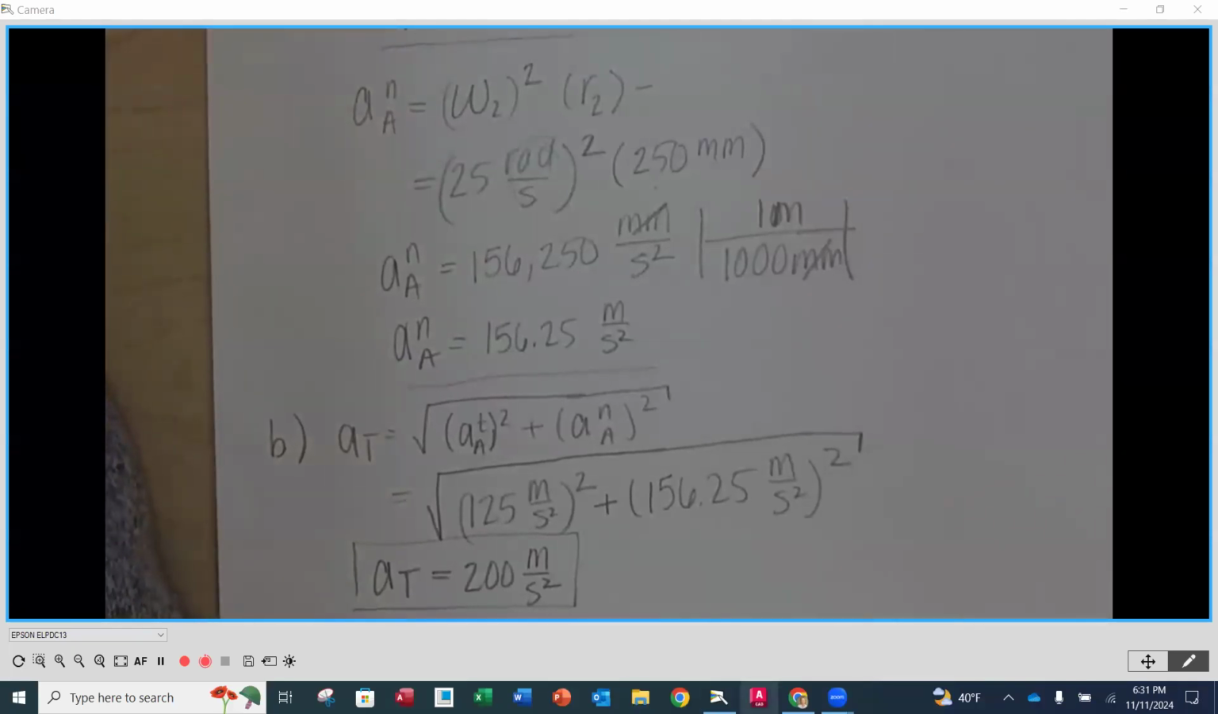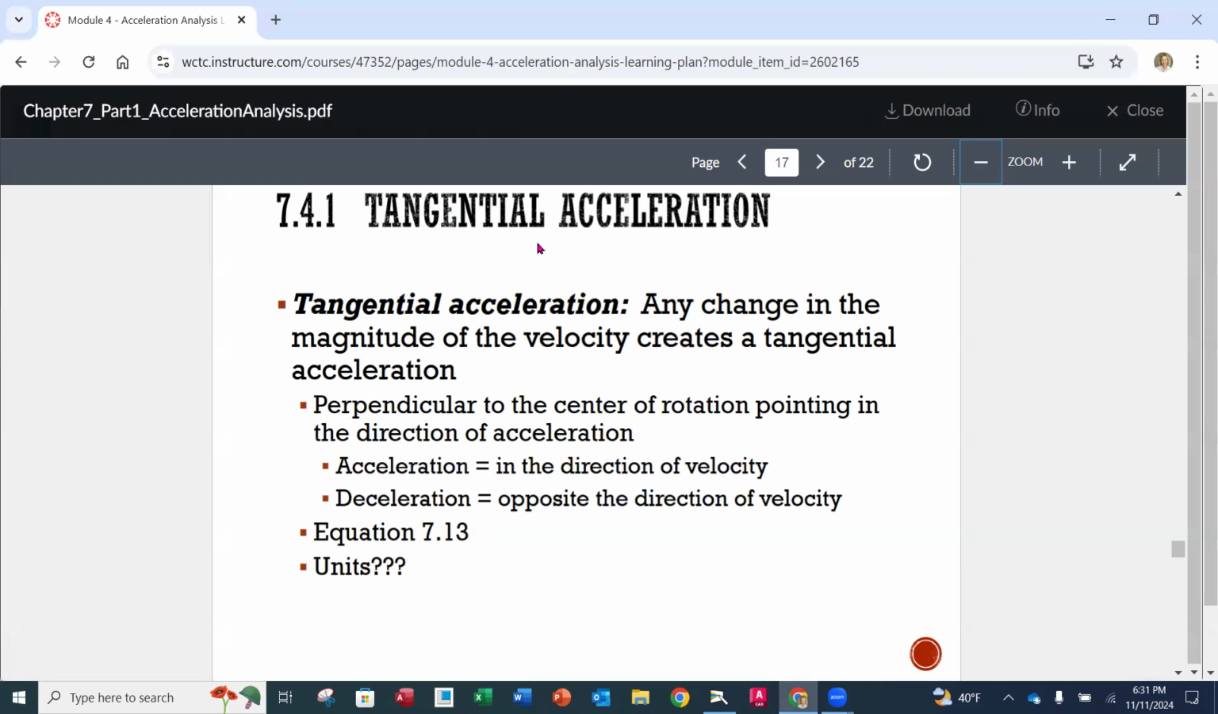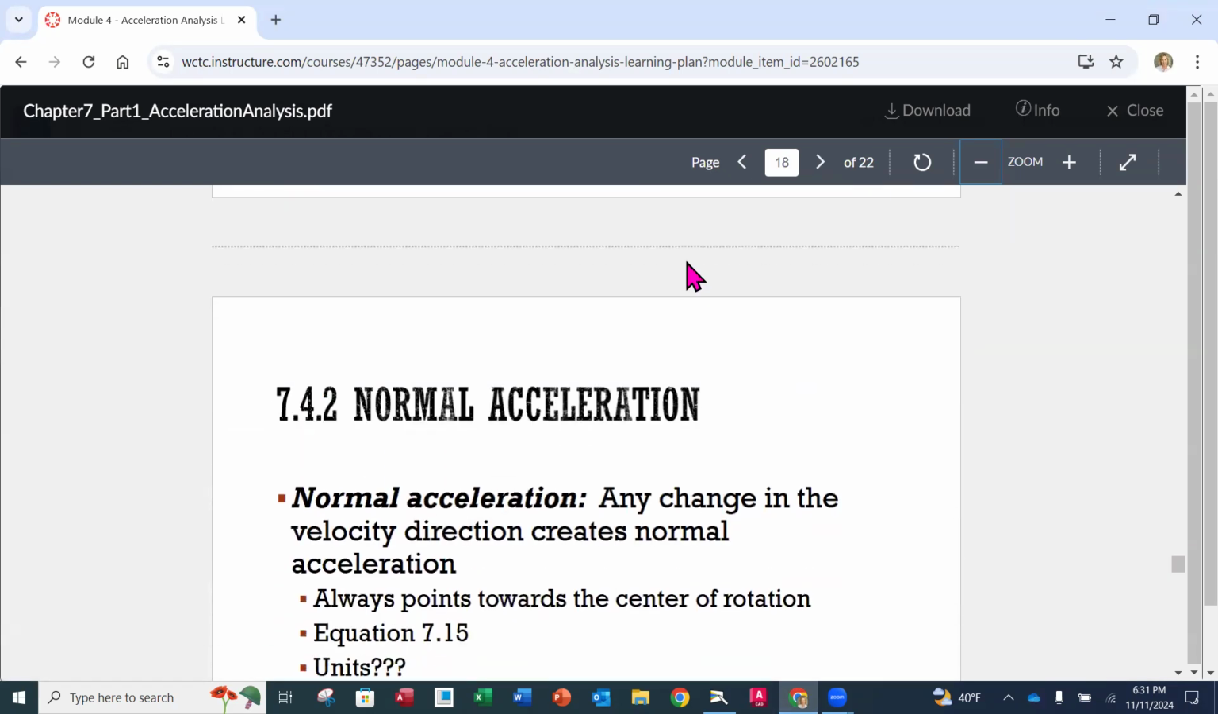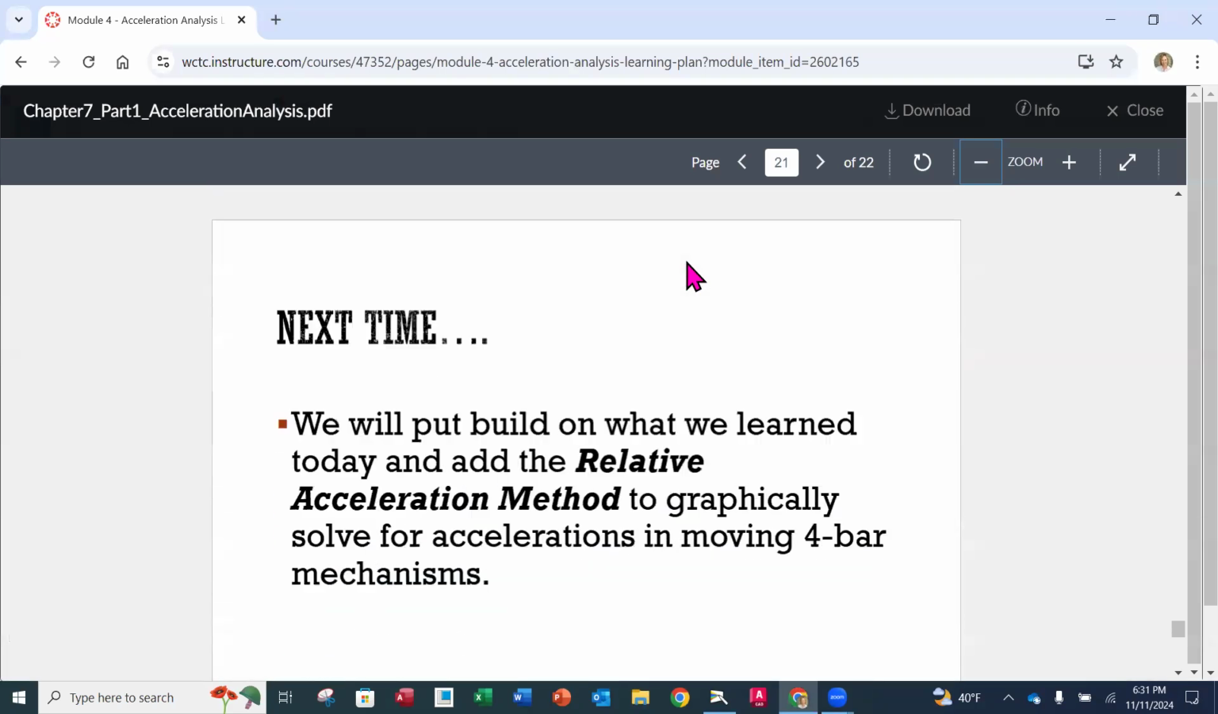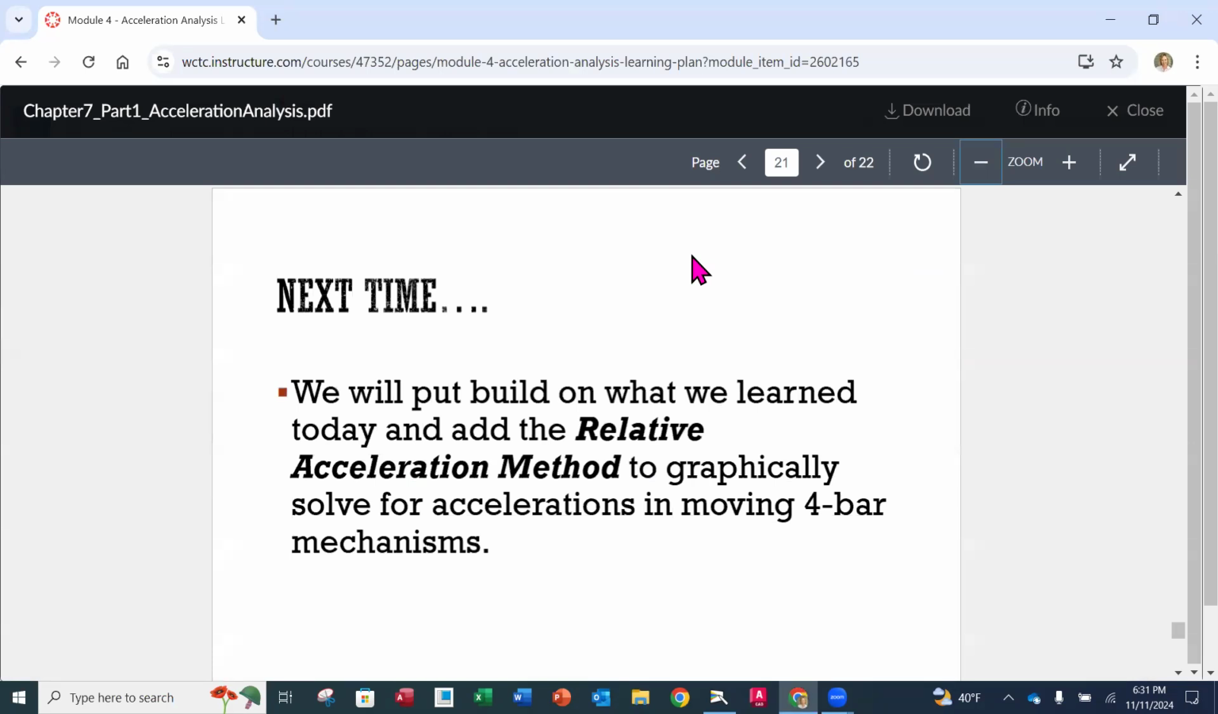Let's get ourselves caught up on our PowerPoint presentation. So we did tangential acceleration, normal acceleration, total acceleration, and we did this last example. This last slide says next time we're going to be building on this and looking at the relative acceleration method. There are going to be some parallels to how we did things in velocity, but now it's going to be in terms of acceleration. So there's more stuff, and we're going to be focusing on adding acceleration to the 4-bar mechanism velocity work that we did in module 3.